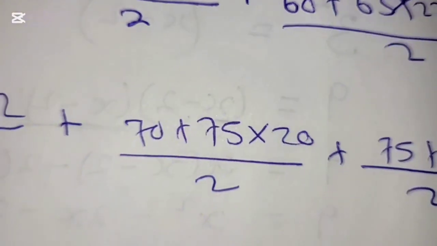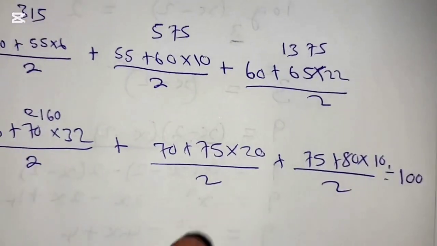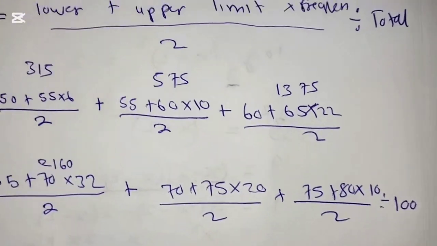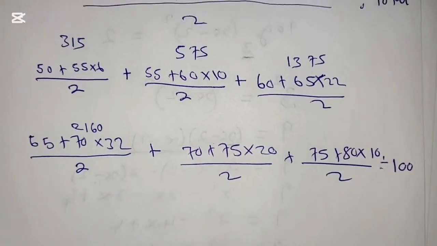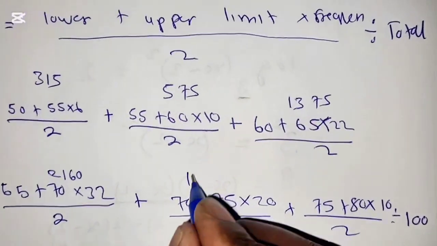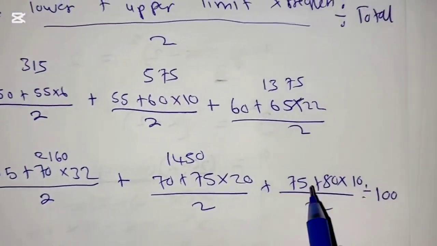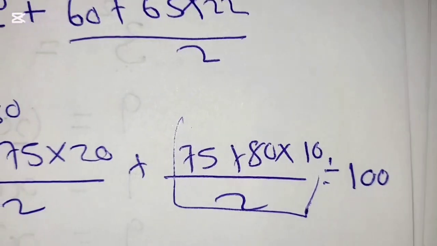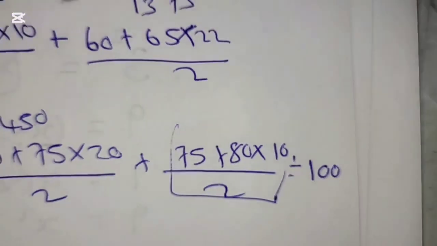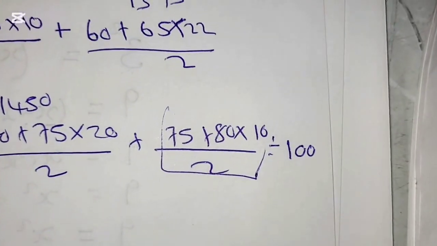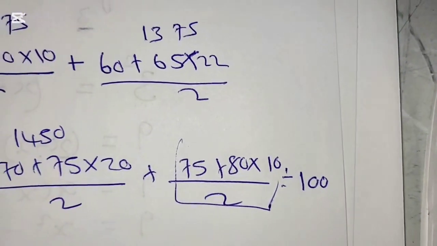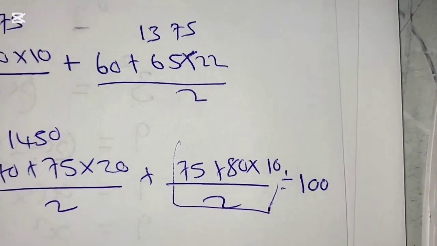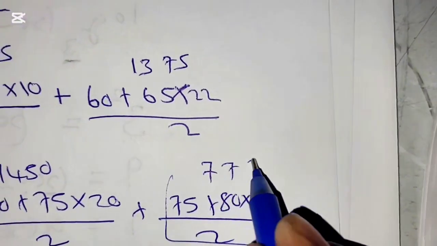And the last one is 70 plus 75 is equals to times 20. Okay, this one times 20 is equals to divided by what? By 2 to get 1450. Oh, so this one was not the last one. Okay, so it's 75 plus 80 is equals to times 10 is equals to divided by 2 is equals to, so that's 775.